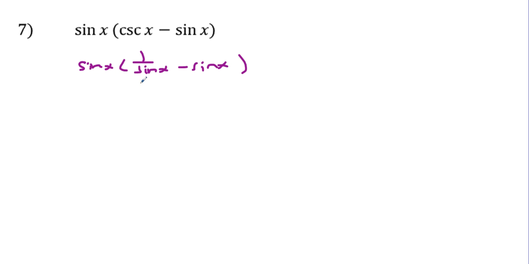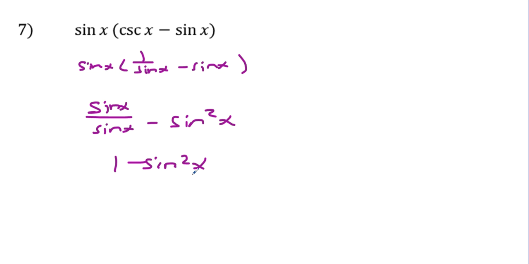That's going to be sine over sine. You already see that hopefully as a 1, but I'm going to write it. Sine of x over sine of x minus sine squared of x. Well, that's 1 minus sine squared of x. And guess what? That's a Pythagorean identity. That is cosine squared of x. Yippee-yi. Okay.